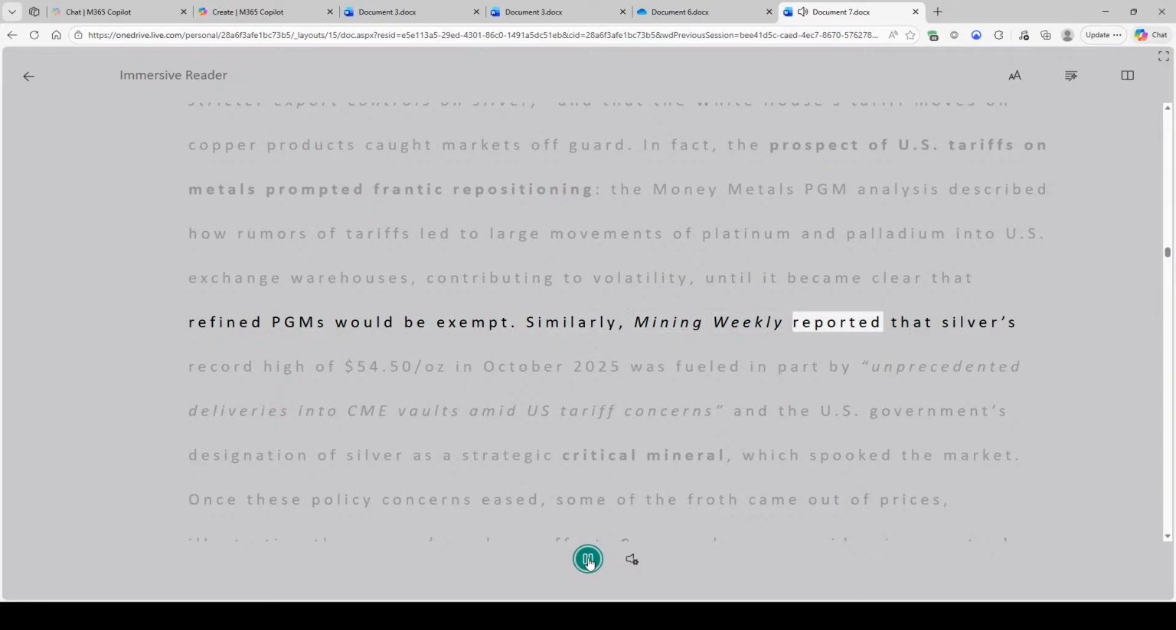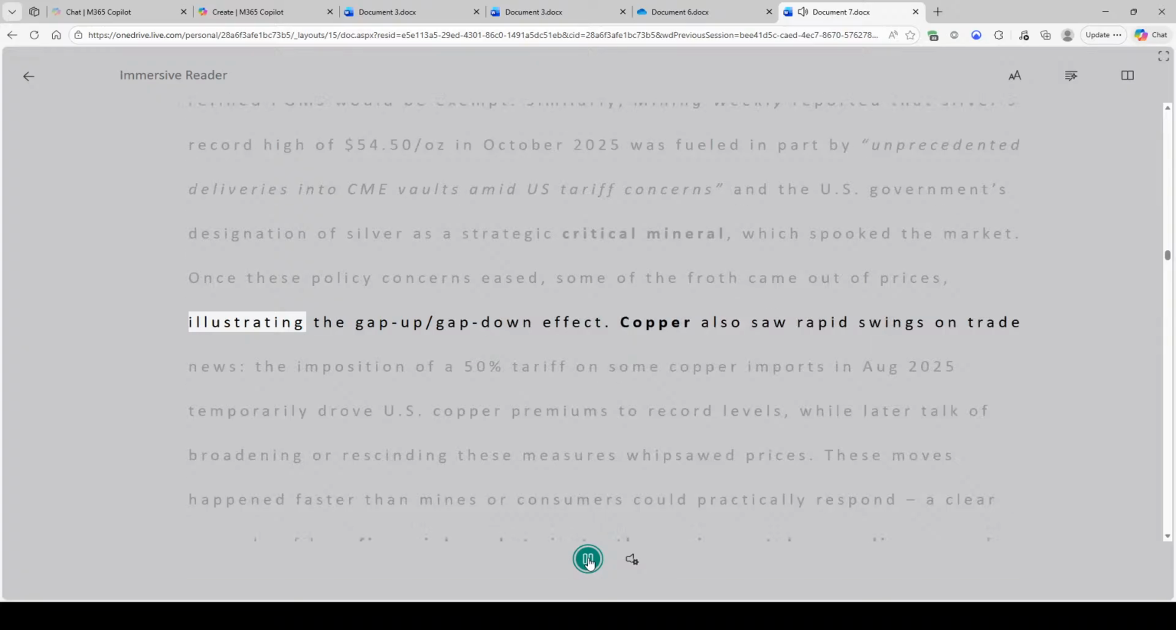Similarly, Mining Weekly reported that silver's record high of $54.50 per oz in October 2025 was fueled in part by unprecedented deliveries into CME vaults amid U.S. tariff concerns and the U.S. government's designation of silver as a strategic critical mineral, which spooked the market. Once these policy concerns eased, some of the froth came out of prices, illustrating the gap-up/gap-down effect.